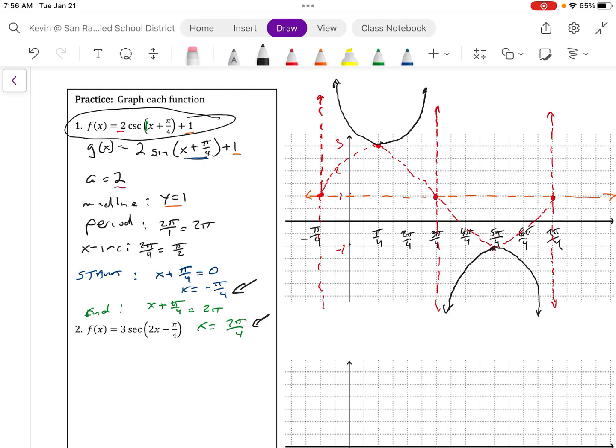All the stuff I did in between, graphing the sine, everything like that, I just did so that I have the framework to build my cosecant. Okay, I'm going to stop here.